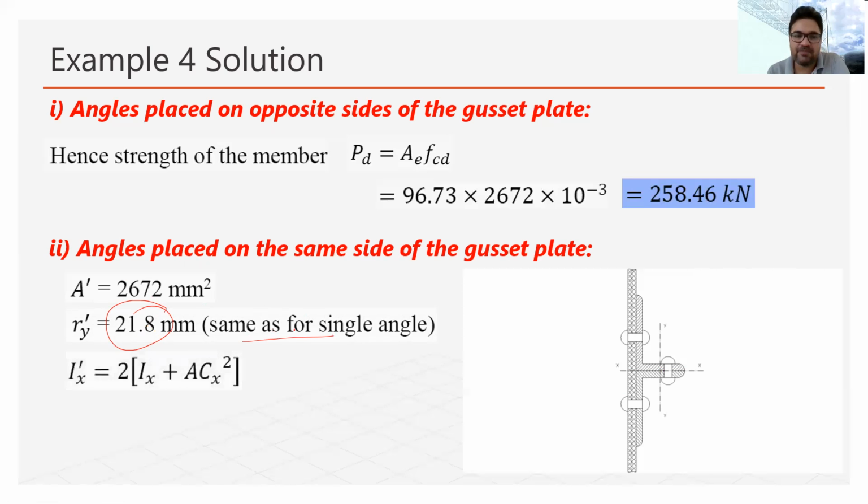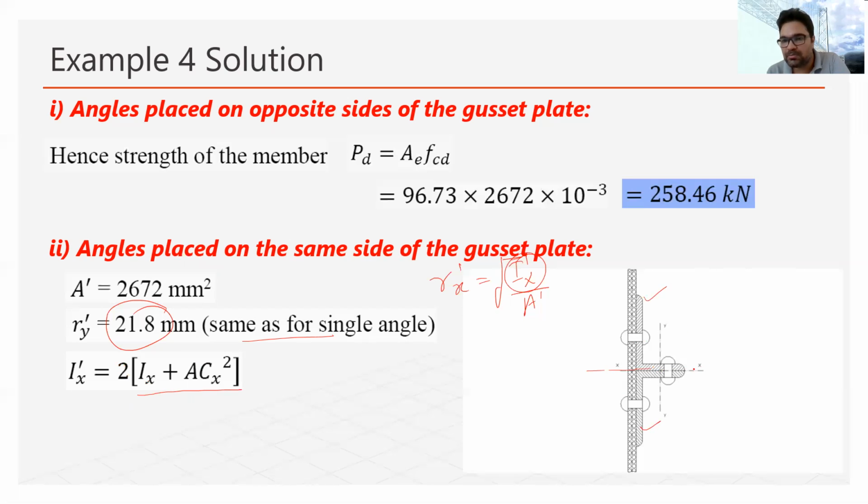Now this time we are going to find Rx dash, which will be Ix dash upon A dash. So this time we are going to find Ix dash. Ix dash is the moment of inertia of the whole assembly about the x-axis. So again we are going to apply the parallel axis theorem, and according to the parallel axis theorem, it will be 2, because there are two angle sections and they are at the same distance.